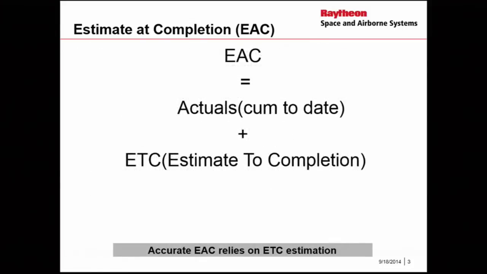So just in simple terms, because I'm going to use this formula throughout, the estimate at completion, EAC, is just the actuals cum to date plus the estimate to completion. So what I'm looking at really is the estimate to completion. Our accurate EAC relies on us being able to estimate this estimate to completion.